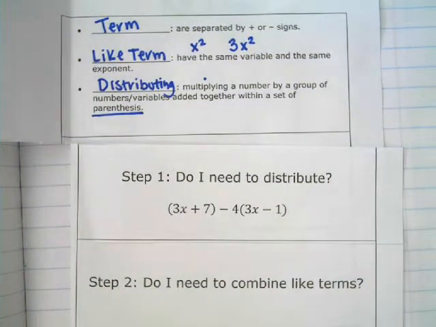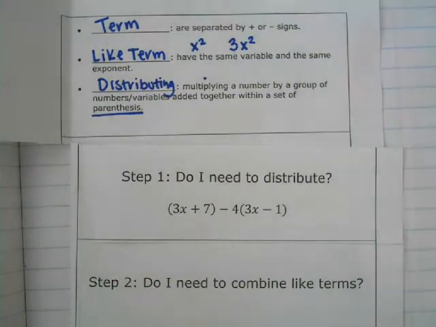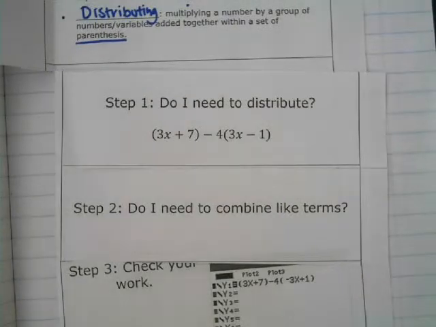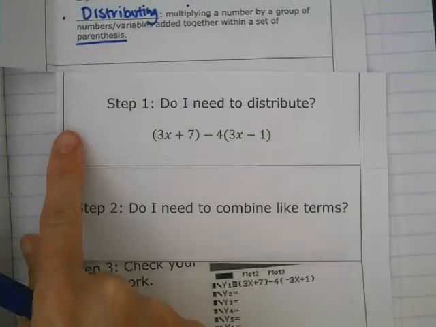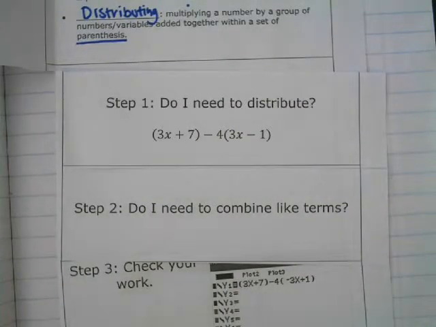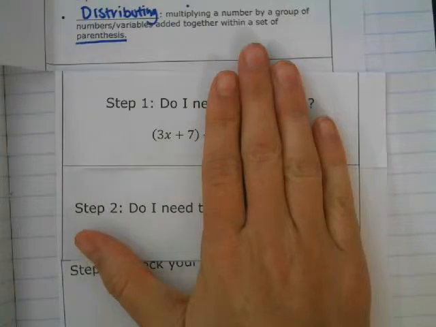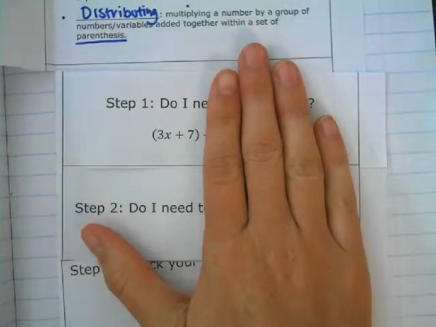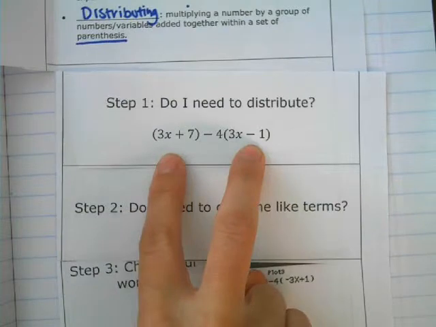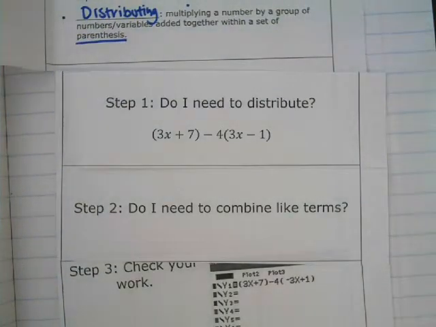Now that we know what those three definitions are, let's look at our steps. Anytime you need to simplify an expression, you're going to ask yourself, do I need to distribute? That's the very first question you ask yourself. When you distribute, you have parentheses. Anytime you have parentheses, you know you are going to have to distribute. If you have one set of parentheses, you only have to distribute once. If you have two sets of parentheses, you have to distribute twice. So we do have to distribute twice on this example.